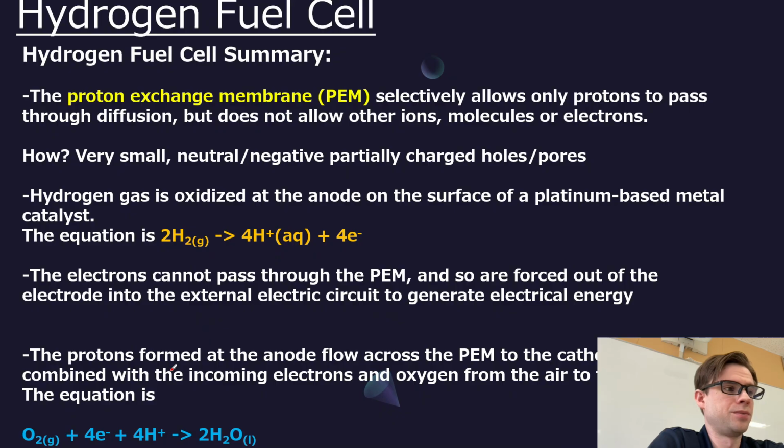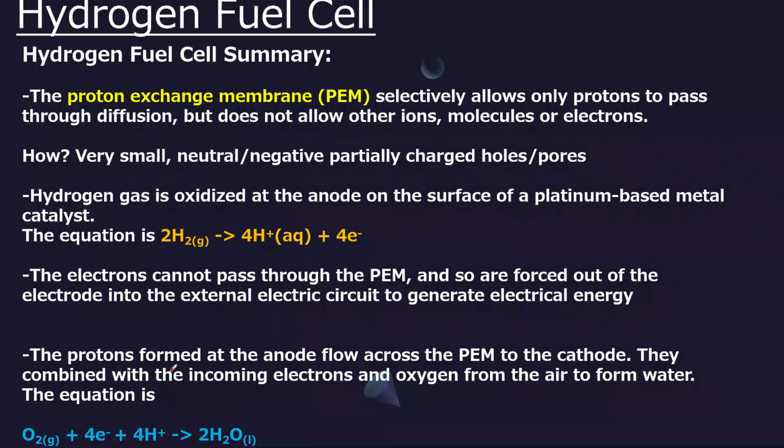And we should notice that electrons cannot pass through the proton exchange membrane, so they're forced out of the electrode as they start to build up through the external circuit, the wire that we connect to the top, into our load, the motor or the light bulb or the heating filament, whatever. And then protons formed at the anode flow across the PEM to the cathode. They are then combined with the incoming electrons and oxygen from the air to form water. That equation is O2 plus 4e plus 4H plus goes to 2H2O.